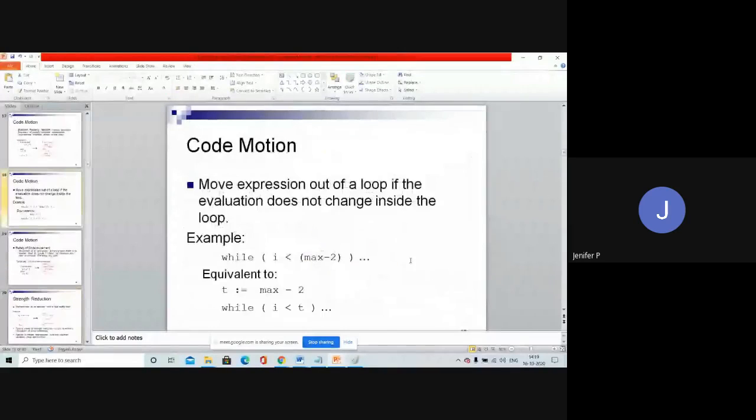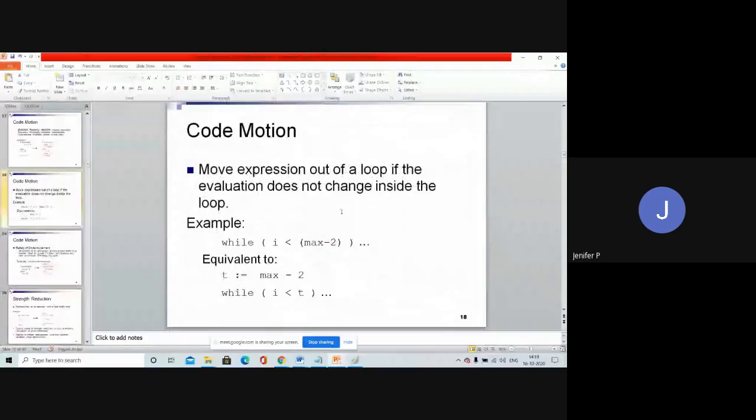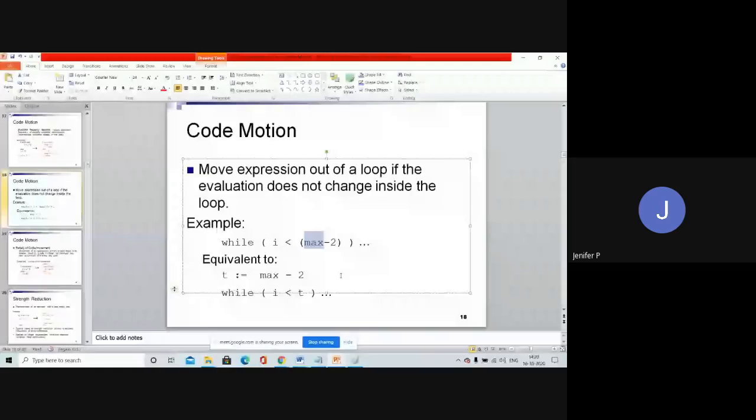This is code motion when you consider the looping statement. See here, while I is less than max minus 2. Consider max as a fixed value or static constant value. If it never changes, then max minus 2 will not be changed. For example, max is fixedly 10, so 10 minus 2 is 8 only, right? So however many times the loop executes, it is always 8. So there is no point in calculating max minus 2 again and again.